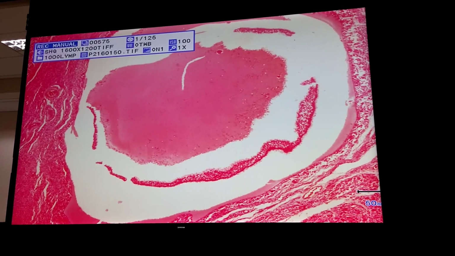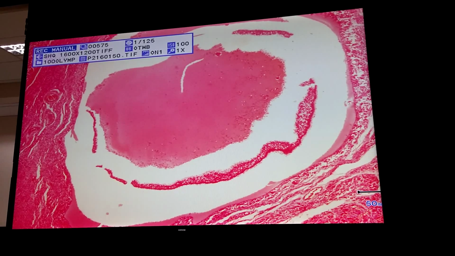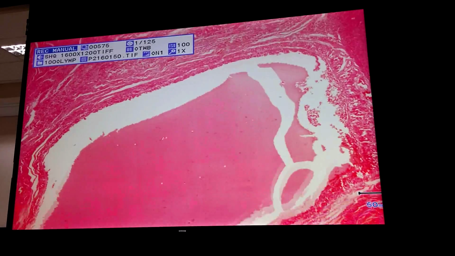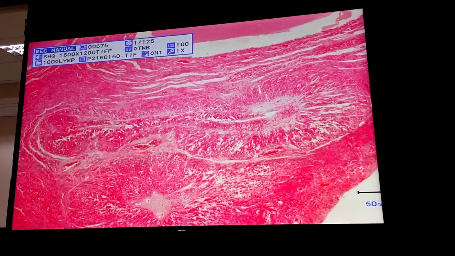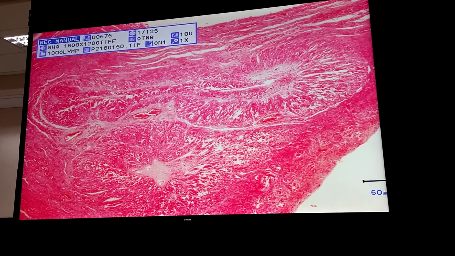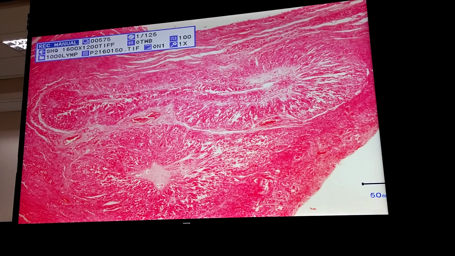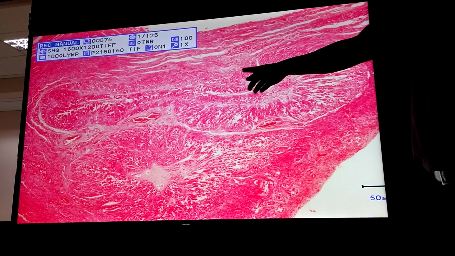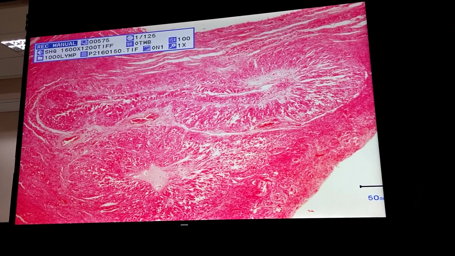So after 28 days, when the Graafian follicle ruptures, what will happen to the follicle? It will become transformed into the corpus luteum. Now that is the appearance of the corpus luteum. So after rupture, the follicle will become transformed into a corpus luteum. What hormone is released by the corpus luteum? Predominant progesterone.